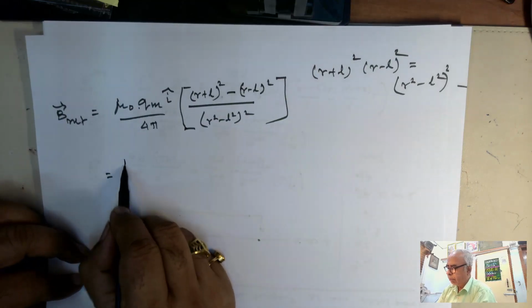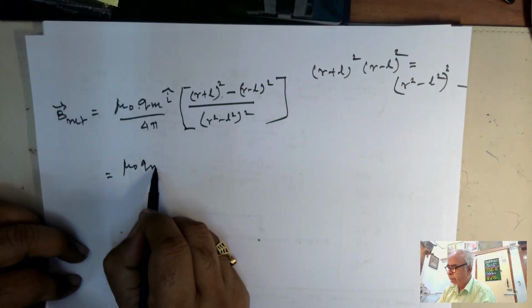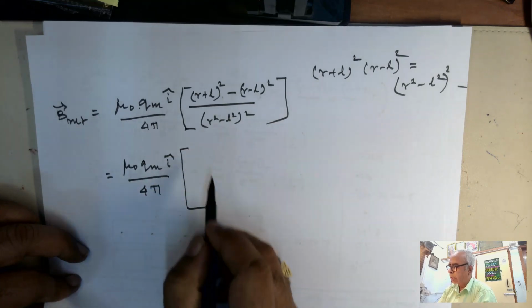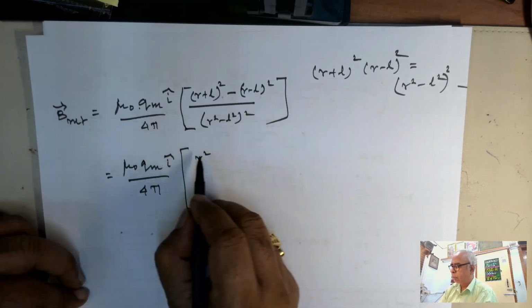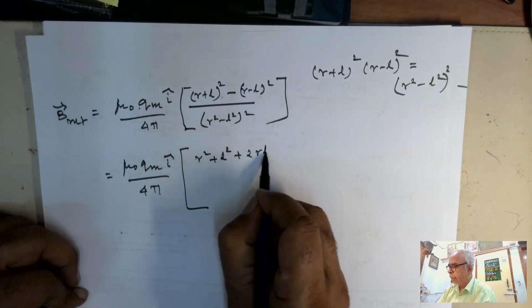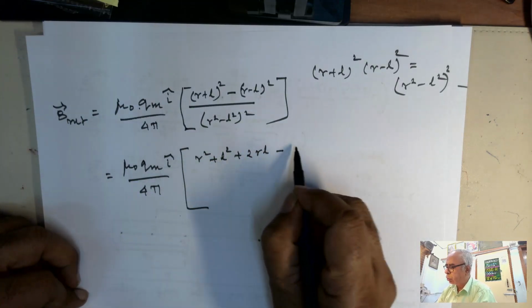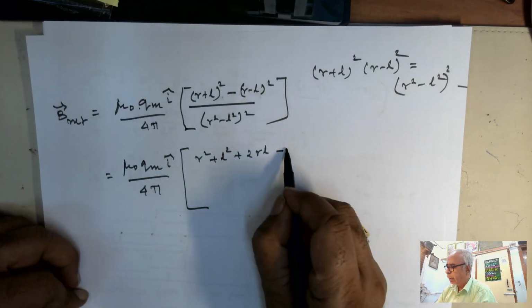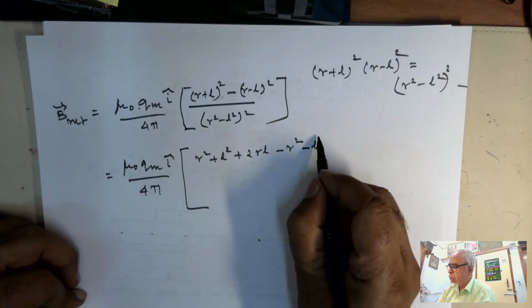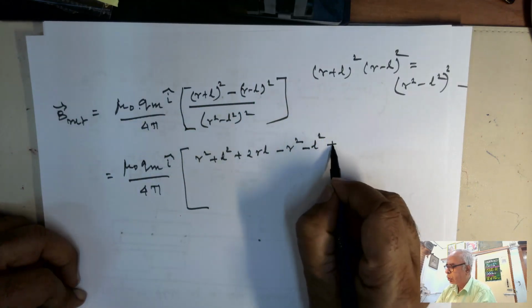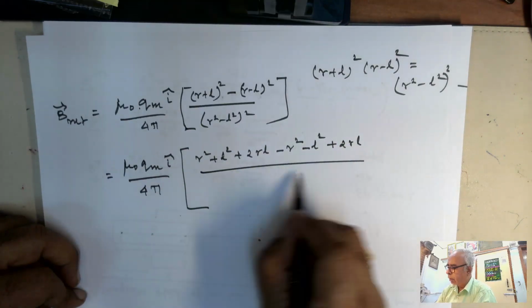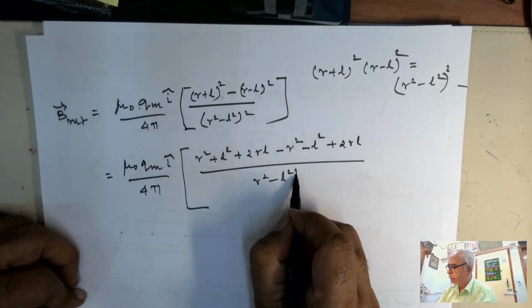So mu naught Qm I cap divided by 4 pi into, let us expand it, R squared, (A plus B) whole square formula, R squared plus L squared plus 2RL. Then minus, open the bracket, R squared minus, of, again minus L squared, and the minus of minus plus 2RL, whole divided by (R squared minus L squared) whole square.